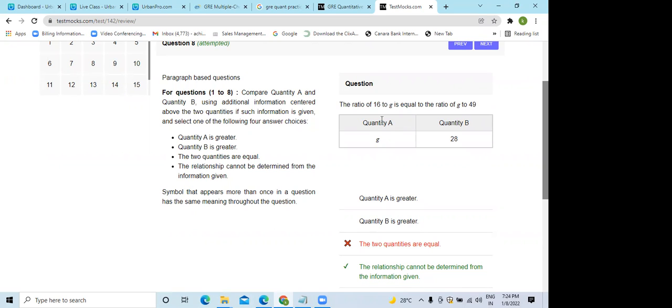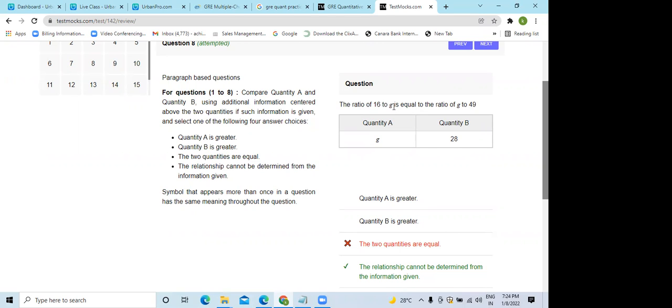So the ratio of 16 to G is equal to the ratio of G to 49. Is quantity G greater, or is 28 greater, was the question. Now, very simple. When you do not know what G is, G could be 16, then it becomes 1:1.